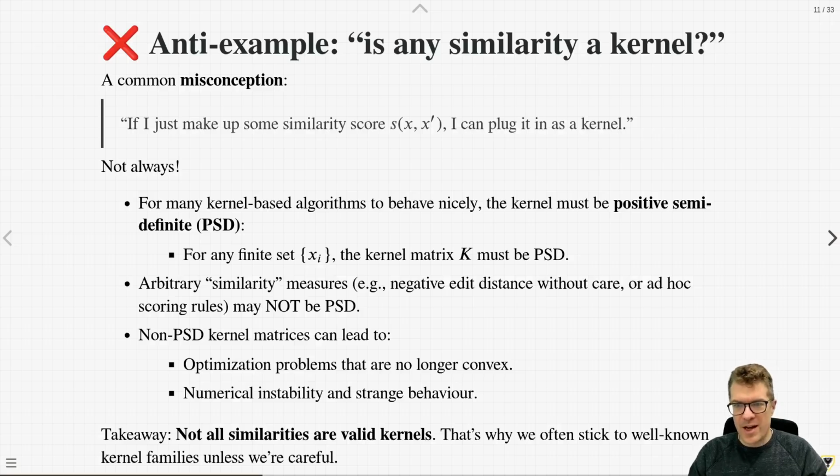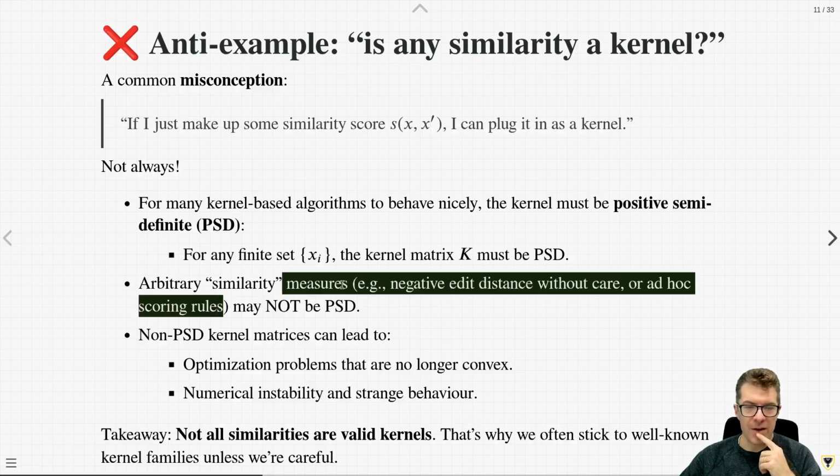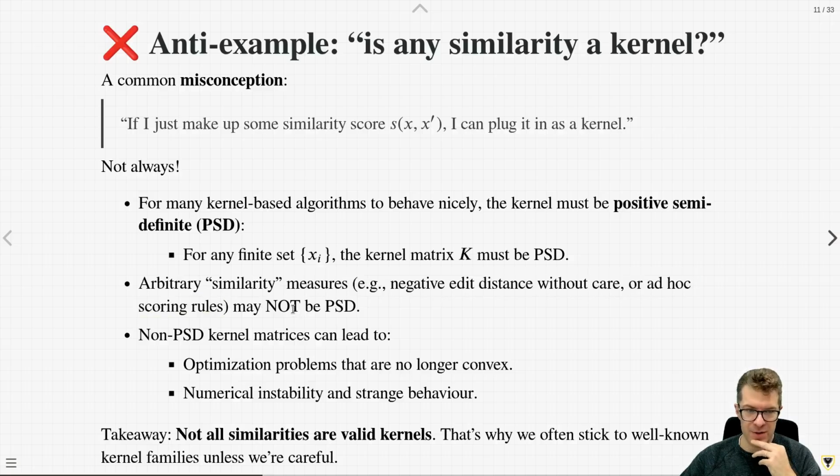This might be a bit of an aside, so this is more of a warning for you as a real practitioner of machine learning as opposed to somebody in this class, but I thought it might be worthwhile to mention just so this misconception might be avoided for you in the real world. So under PSD, for any finite set of points x sub i, the kernel matrix K must be positive semi-definite. Arbitrary similarity measures, like negative edit distances, or ad hoc scoring rules you might come up with yourself, are not all necessarily positive semi-definite.